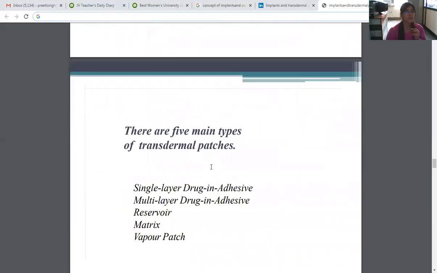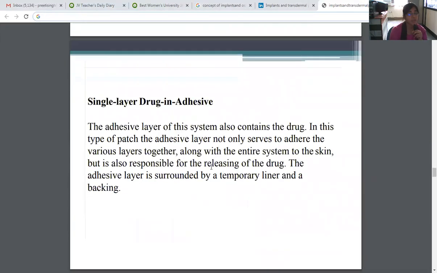There are five main types of transdermal patch: the single layer drug in adhesive, multi-layer drug in adhesive, reservoir, matrix, and vapor patch. In the single layer drug in adhesive, the adhesive layer of this system also contains the drug. In this type of patch, the adhesive layer not only serves to adhere the various layers together along with the entire system to the skin, but is also responsible for the releasing of the drug. The adhesive layer is surrounded by a temporary liner and a backing.